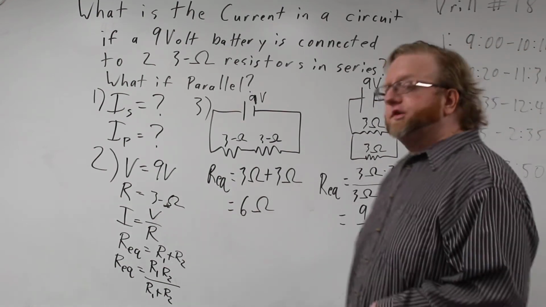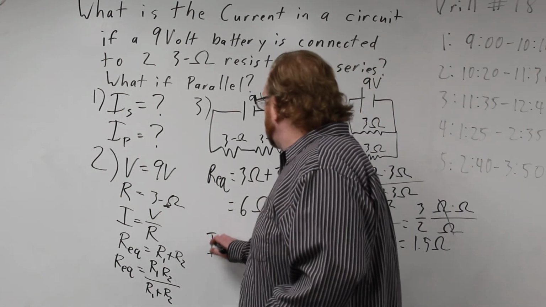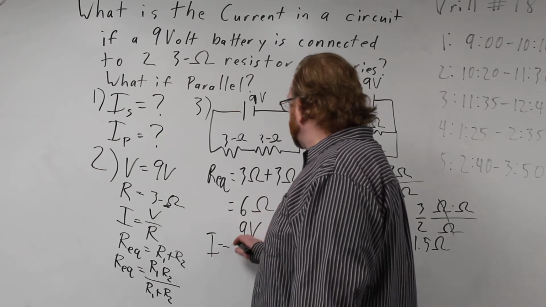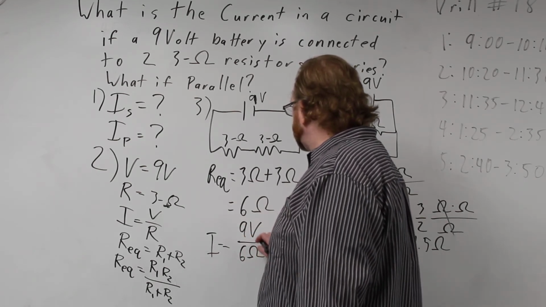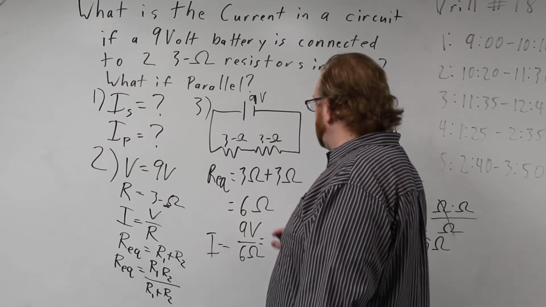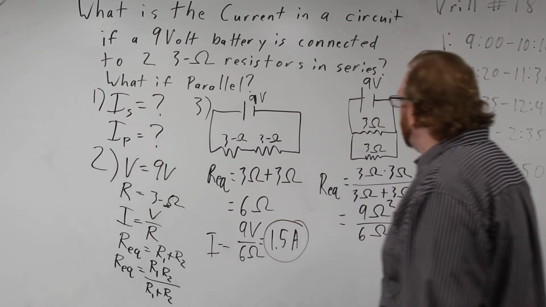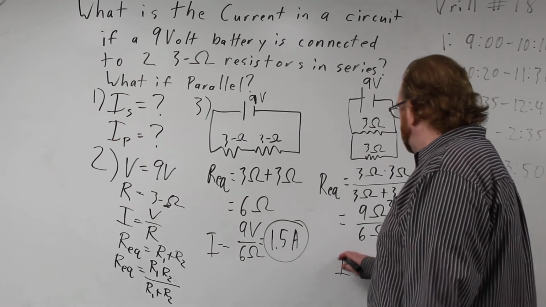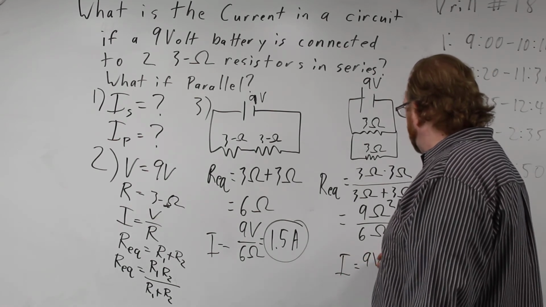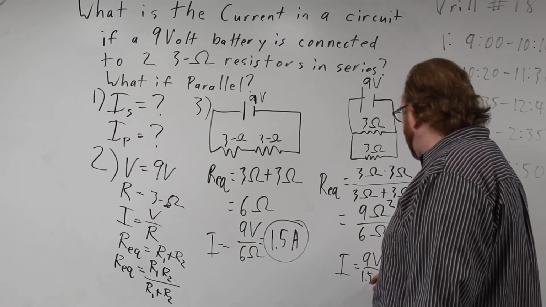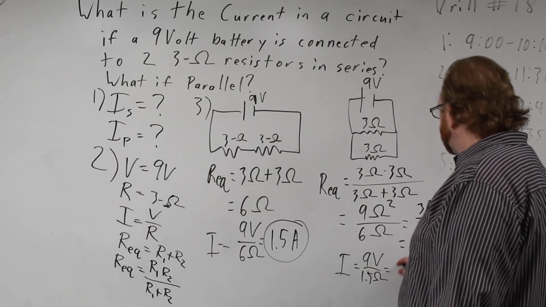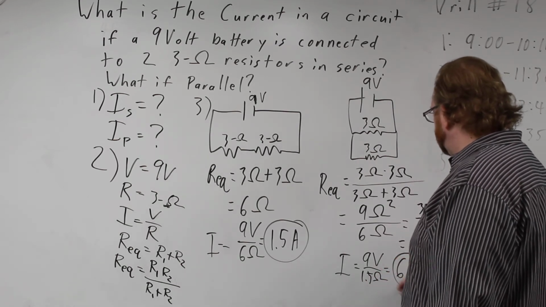From this point now, it's just using Ohm's law from last week. The current will be the voltage over the resistance. So current equals 9 volts over 6 ohms, which in this case is going to be 1.5 amps. Over here, we're going to have current equals 9 volts over 1.5 ohms, which is 6 amps.